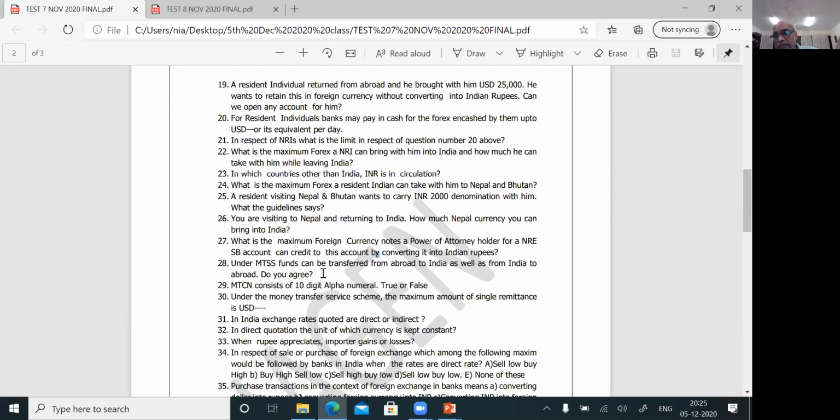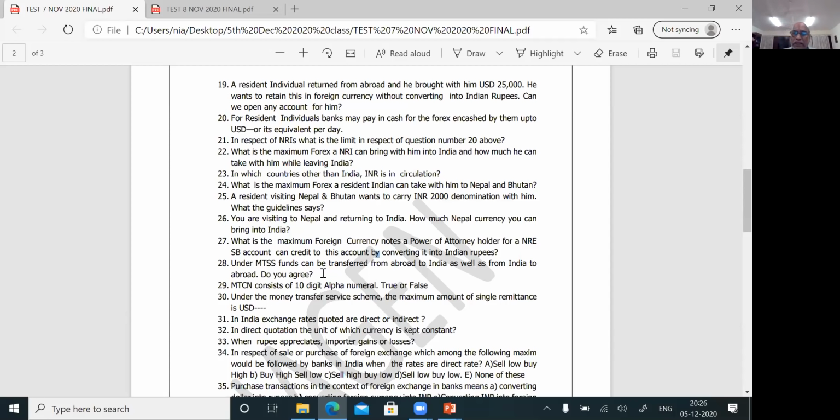In the case of a foreign tourist visiting India, cash can be given to him even if it is beyond 50,000.